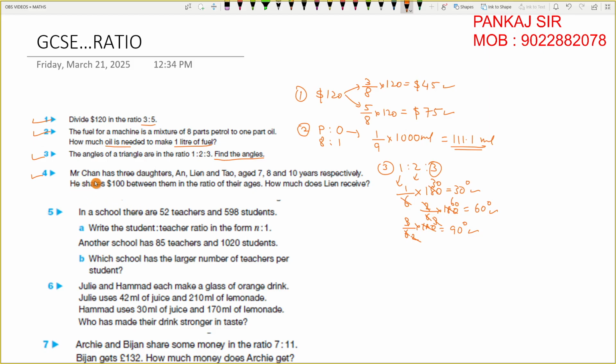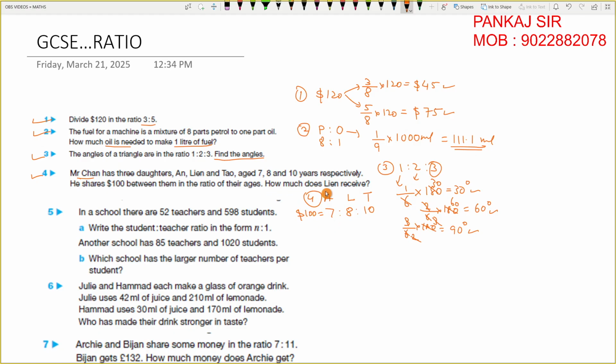It says that Mr. Chen has 3 daughters, Anne, Lin and Chao. Let me write the short form of these daughters: A, L and T. Now the ages are 7, 8 and 10. So A is 7, L is 8 and T is 10. These are the ages respectively. Now Mr. Chen shares $100 between them in the ratio of the ages. So in the ratio of their ages means 7:8:10. In this ratio, he is dividing $100, right?